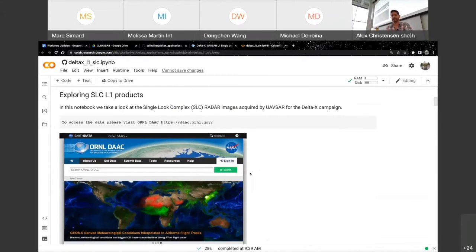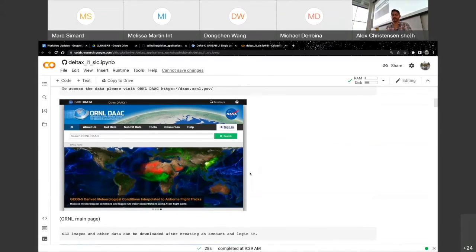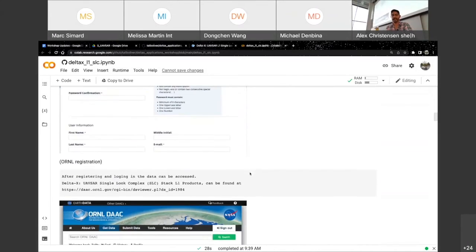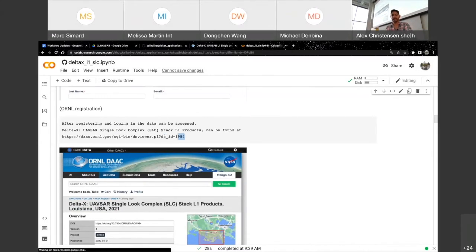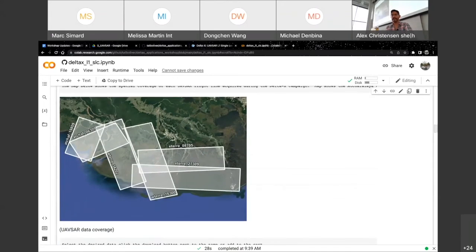And then just the first part as an introduction, you guys can take a look at any time that you want. It's just how to sign up for ORNL, how to get the data, where to find the data set, how does it look, and the coverage is the same.